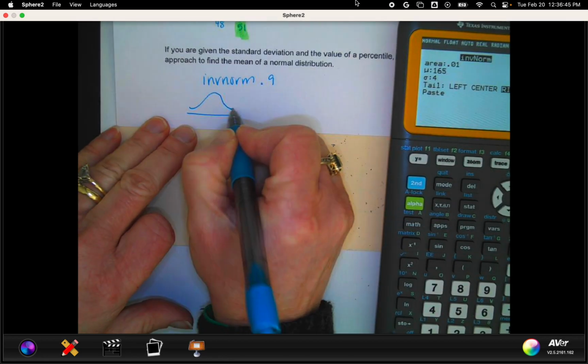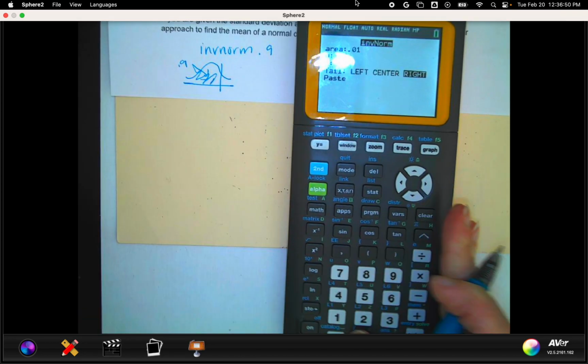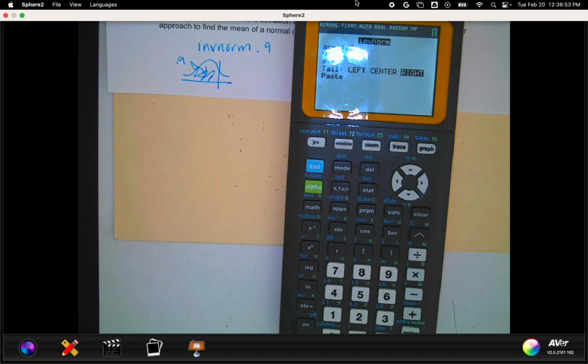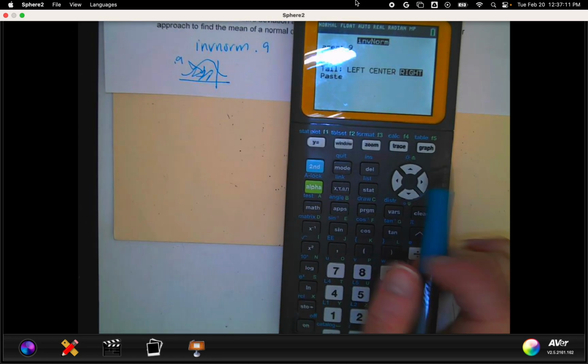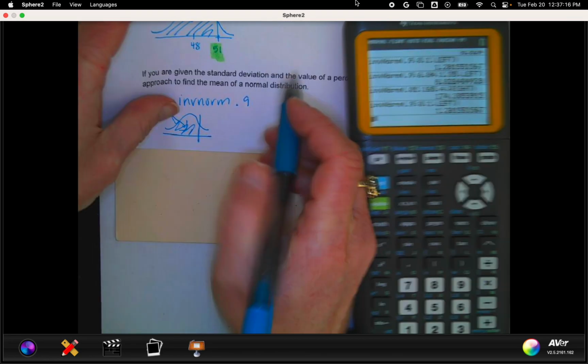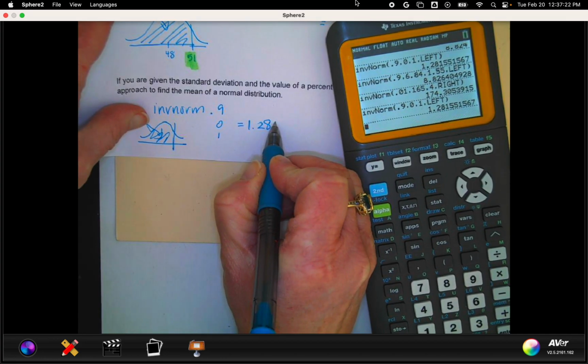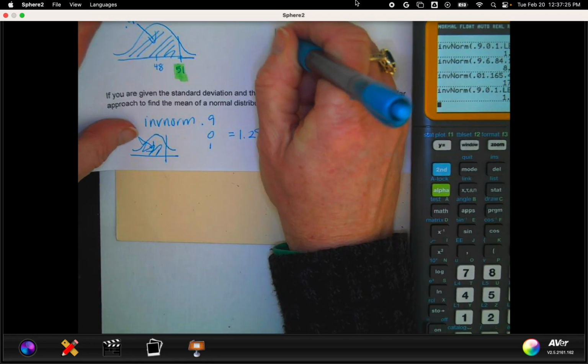If I'm trying to find the z-score, what am I using for the mean and standard deviation? 48. No, we're trying to find the z-score. If we're talking about that standard normal curve, what's the mean? 0. What's your standard deviation? 1. So instead of using the chart, Owen, just use the calculator with 0 and 1. Do I want left, center, or right? Left. I hit paste. So that z-score is 1.28. She used just 2 decimal places. So I plug the 1.28 here.